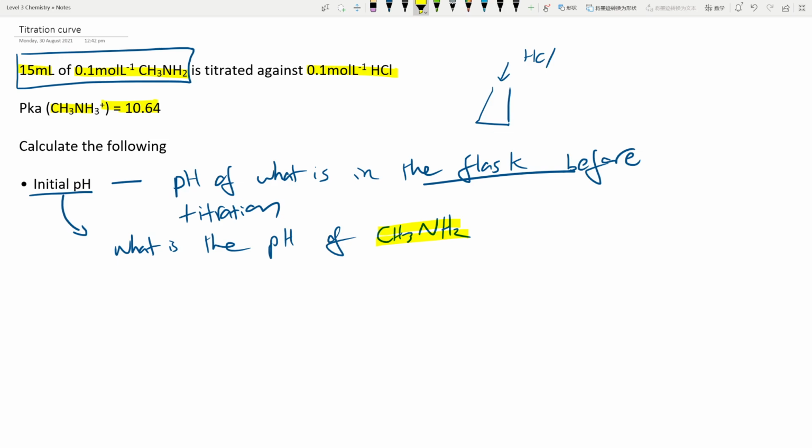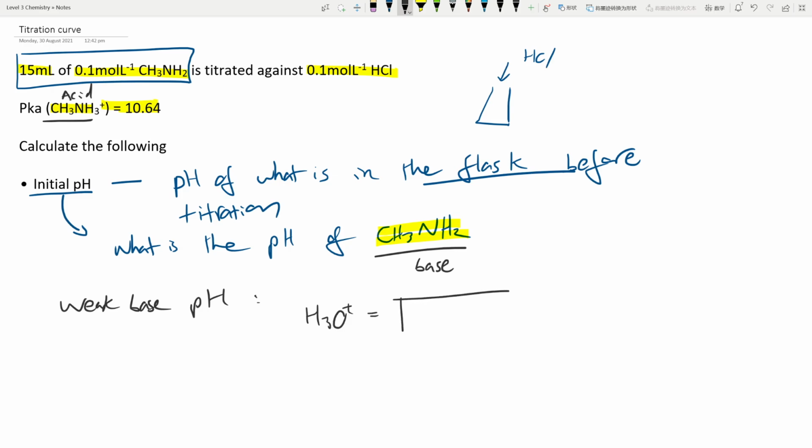We just want you to calculate that pH. So you should be able to identify, oh, look at that, this is the acid, this is the base. So we are just doing a weak base pH calculation. Okay, and then you just need to remember the equation, which is H3O plus equals the square root of Ka times Kw divided by the concentration of the base.